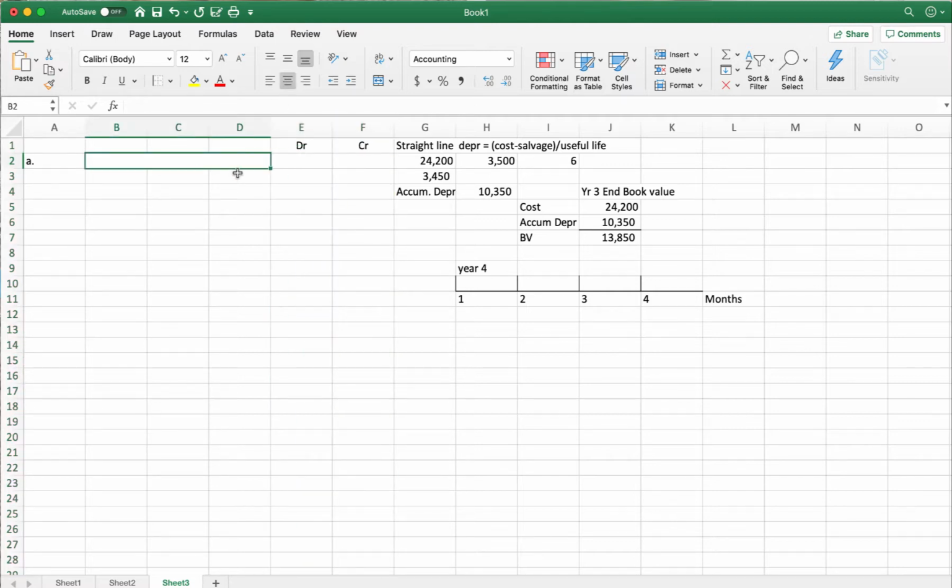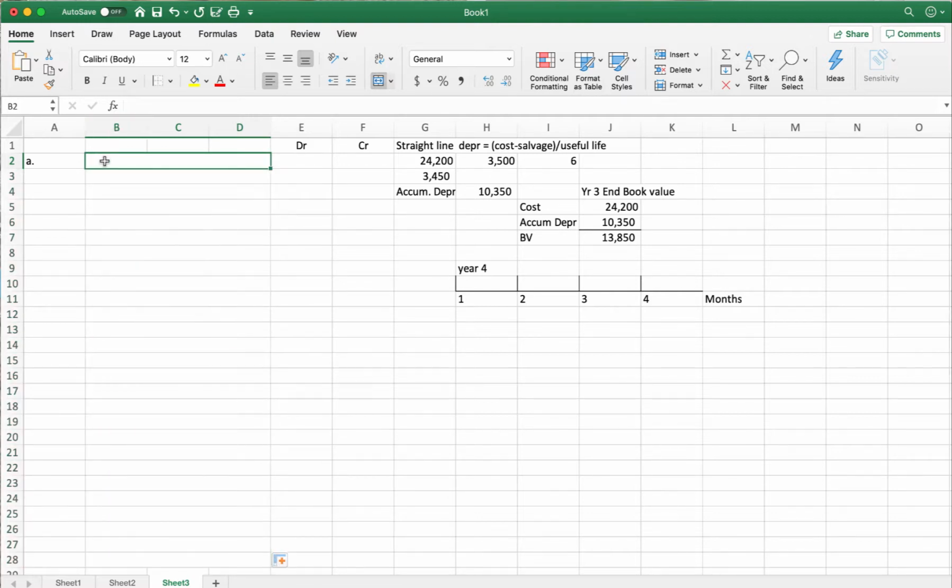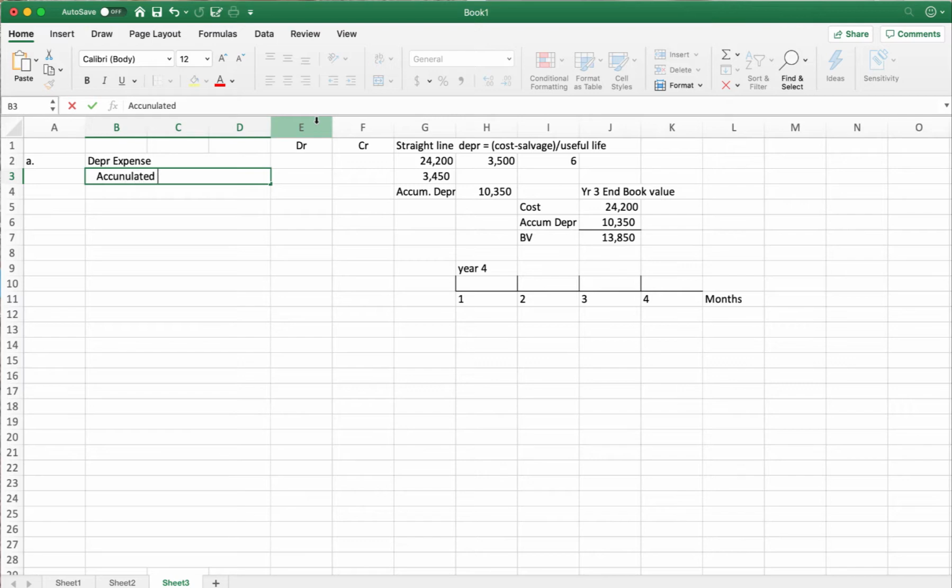Okay, so the first thing I need to do for A is say, okay, I need to book depreciation. So I know right off the bat I need to debit depreciation expense, and I need to credit accumulated depreciation. For how much? Well, let's think about this. I'm taking 4 of 12 months, or 4 months out of the year, of depreciation.